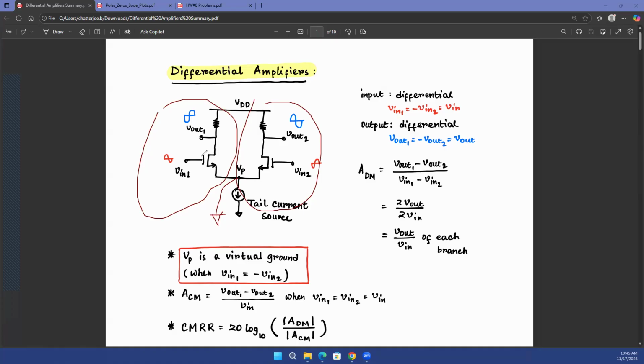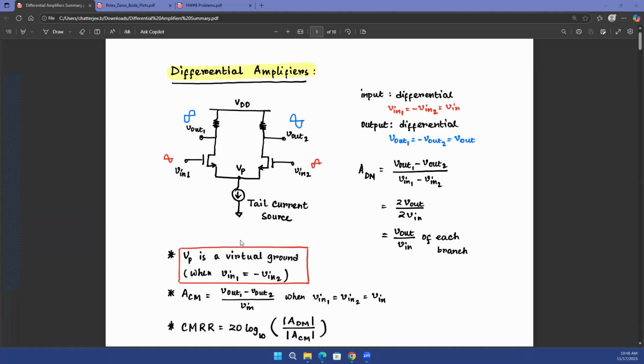Why are we calling it a common source? Because your input is at the gate terminal of the transistor, and the source terminal is grounded, which is the common terminal. So we call it a common source amplifier, which is the half circuit of the differential amplifier. And for the common source amplifier, you already know the gain equation. We saw all of that in the last lecture.